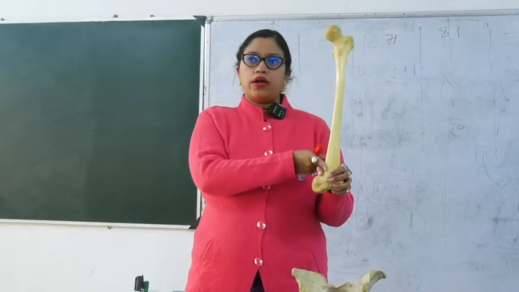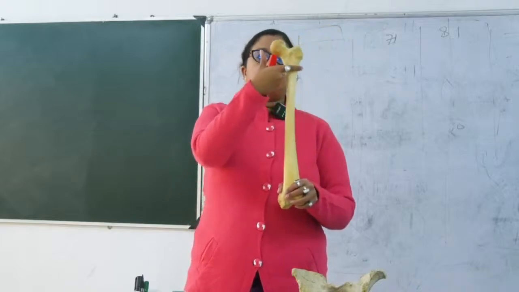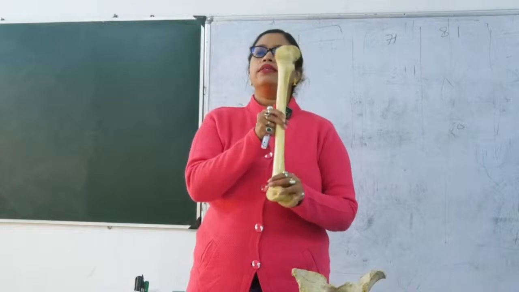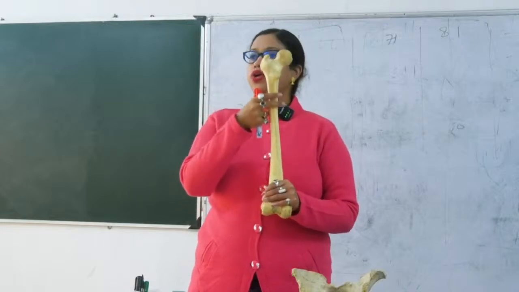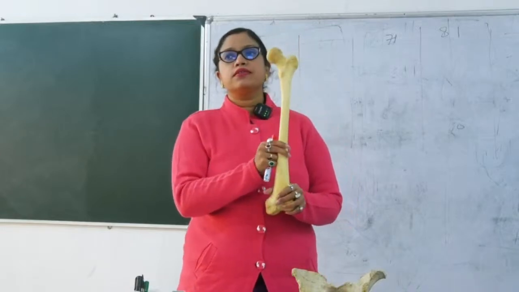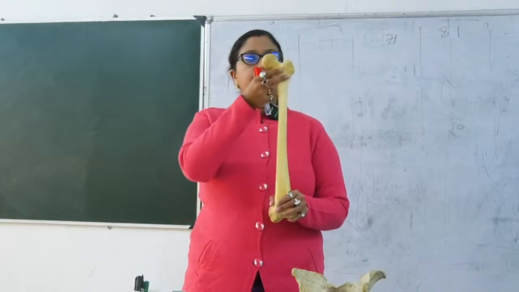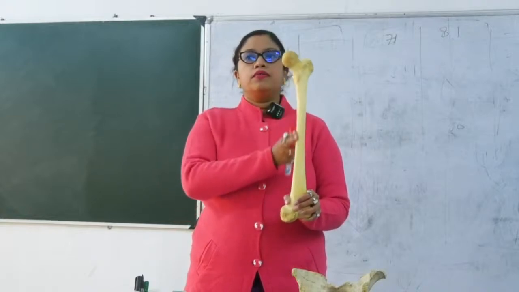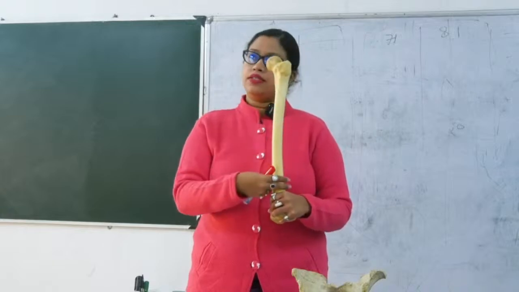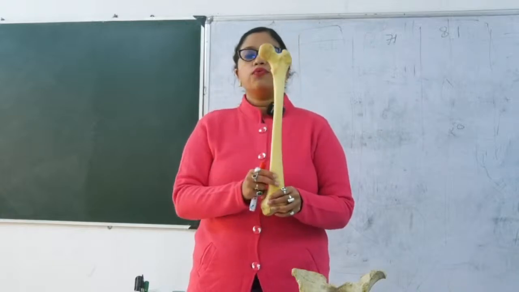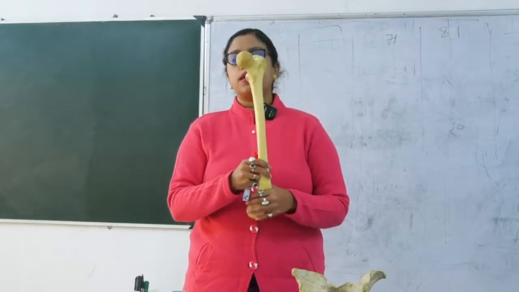This is the medial border going to the head. Okay, this is the lateral border. This is the posterior border. How many surfaces? 3 surfaces. Which surfaces? Anterior surface, medial surface, lateral surface. Okay, so one by one we will discuss. At first we will discuss the posterior border, which is very much important.